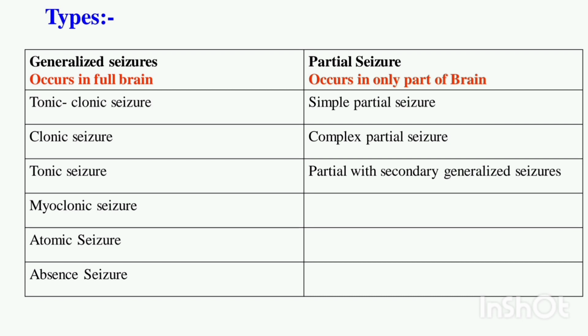Types of seizure. Seizures are classified into generalized seizure and partial seizure. Generalized seizure occurs in the full brain and partial seizure occurs in only a part of the brain. Generalized seizure is again subdivided into tonic-clonic seizure, clonic seizure, tonic seizure, myoclonic seizure, atonic seizure and absence seizure. Partial seizure is classified into simple partial seizure, complex partial seizure, and partial with secondary generalized seizure.